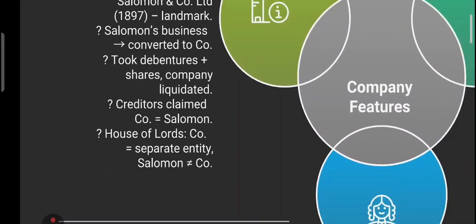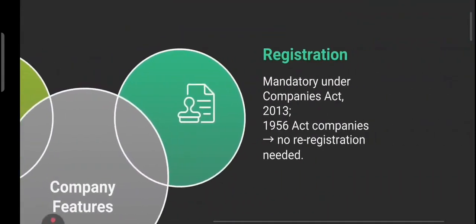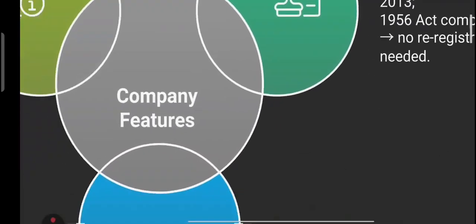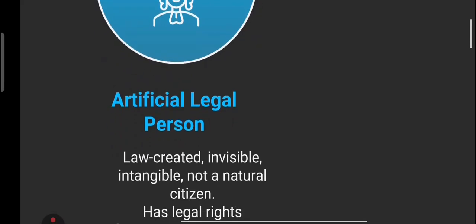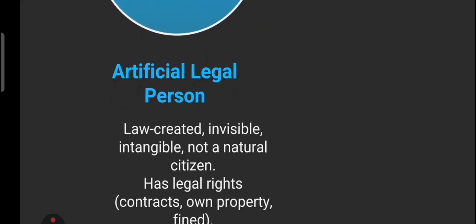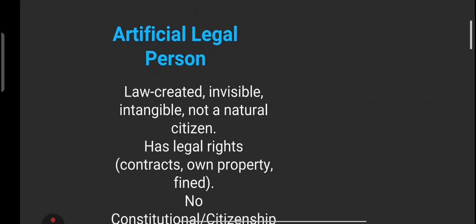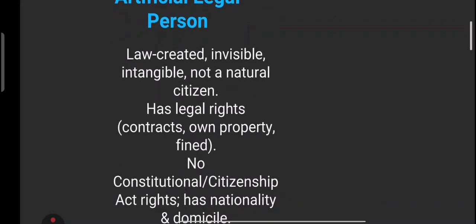Now have a look at the registration part. Every company must be registered under the Companies Act 2013. Once registered, it is official. No need to re-register even if the law changes later. And the last point is artificial legal person. A company is not a human, but the law treats it like a human. It can own property, it can borrow money, it can sue, and it can be sued.